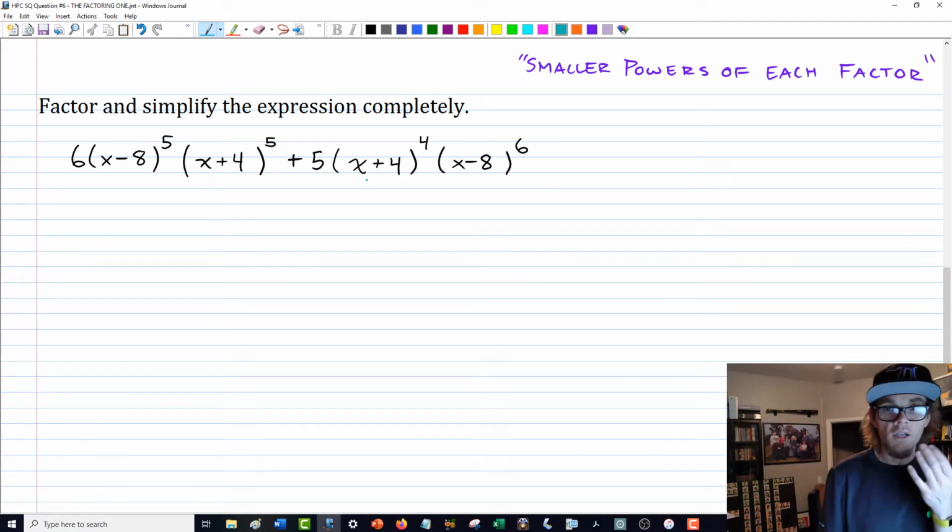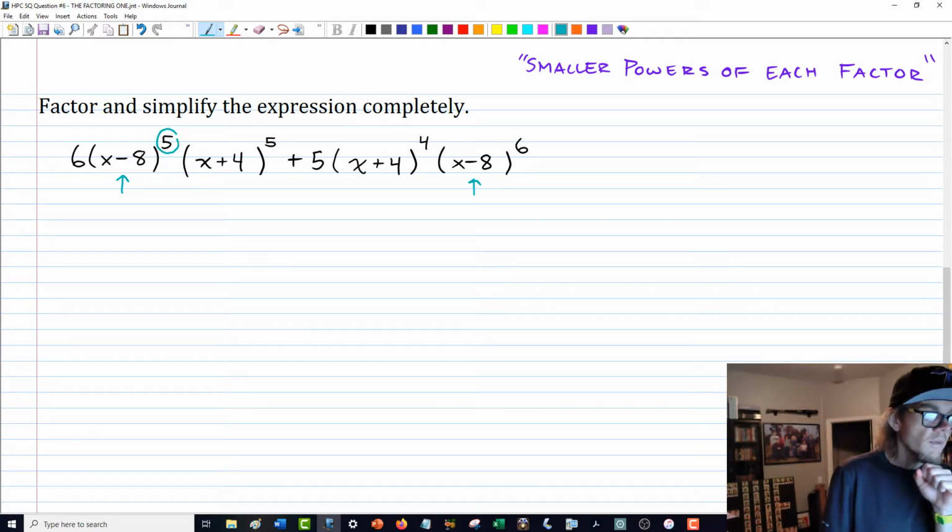So I'm going to use some colors here to help me see it. I want to figure out what the smaller power of each factor is. So first I look at x minus 8. I see an x minus 8 on the left and on the right. The smaller power is going to be the 5th. So I'm going to pull out, as part of my GCF, x minus 8 to the 5th.